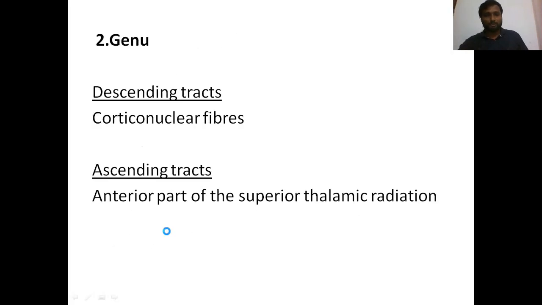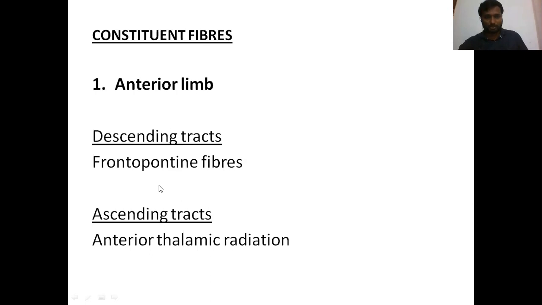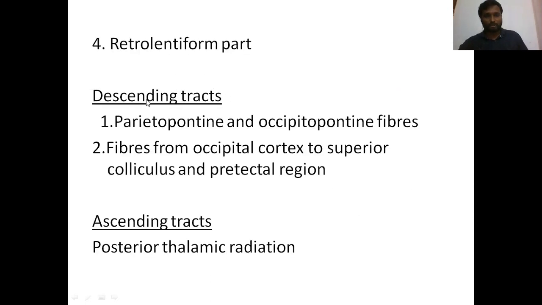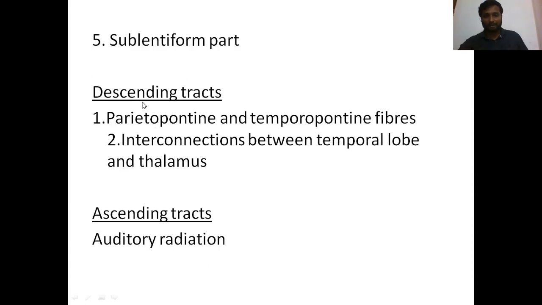So these are the different types of fibers passing through the anterior limb, genu, posterior limb, then the retrolentiform part and sublentiform part. Arterial supply you have to read from your textbook. So this is the white matter.